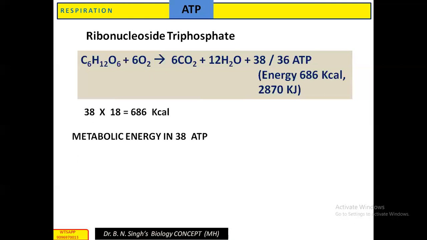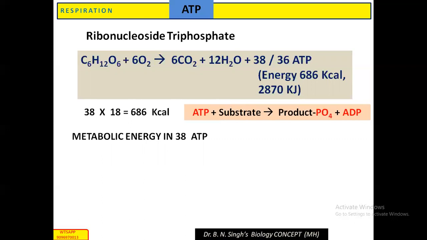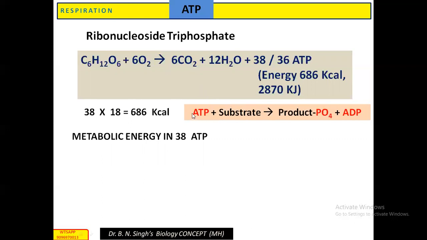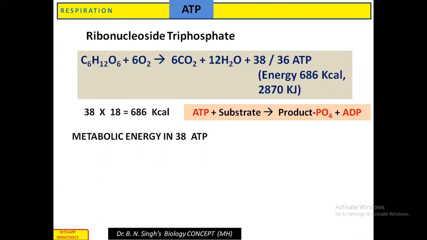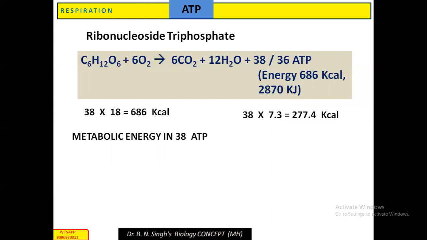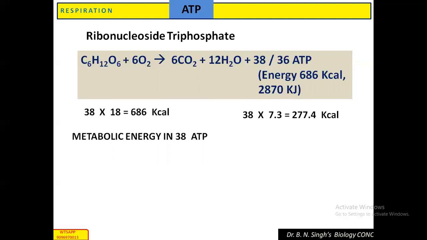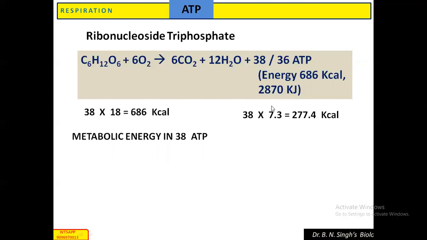But as I told you earlier, in the majority of metabolic processes, the terminal phosphate, that is the gamma phosphate bond, is broken and the released free energy, 7.3 kilocalorie energy, is used for metabolic process. And this energy is called usable energy. Then what usable energy is present in a single glucose molecule after its complete oxidation? We can find out by multiplying 38 with 7.3.